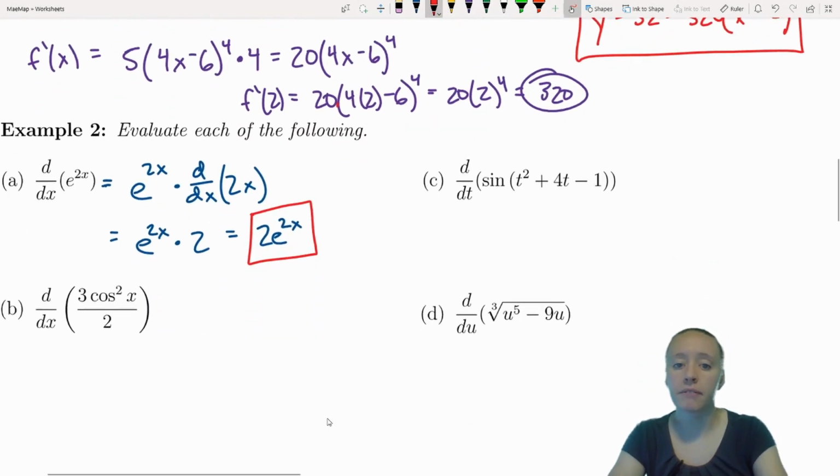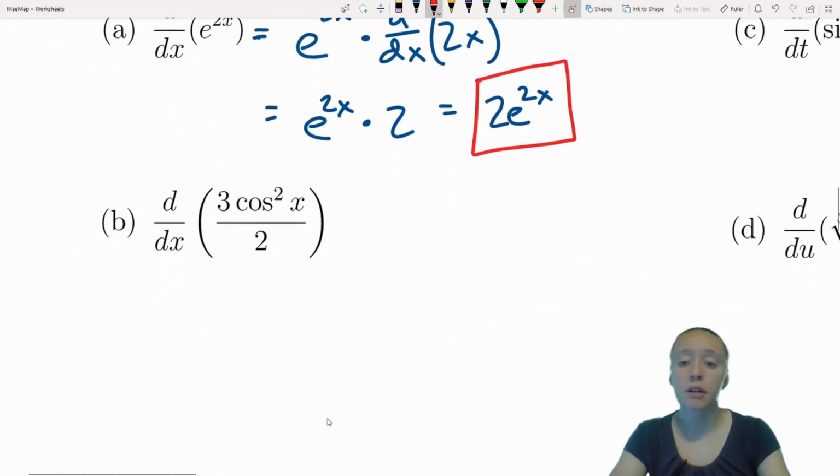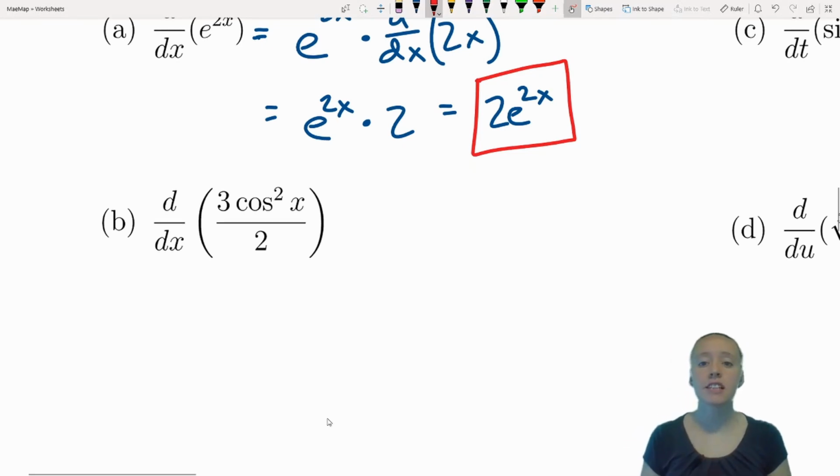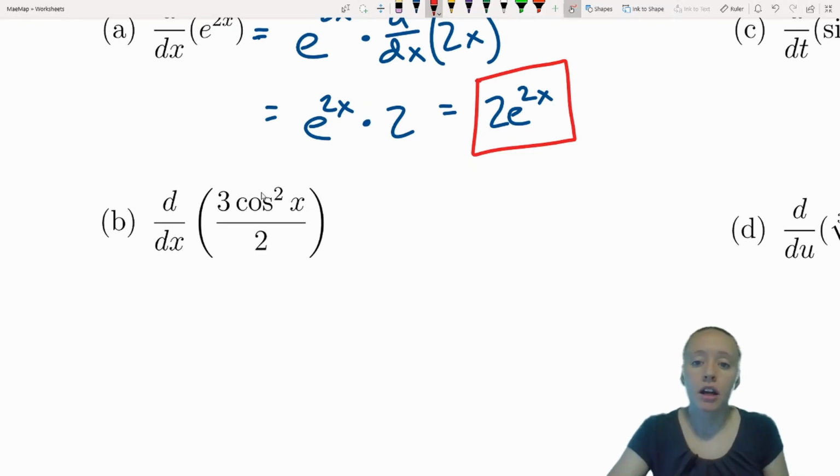Let's look at part B. If you notice, this is a similar derivative that we did an example worksheet or two ago, 3/2 cosine squared of x. I believe it was part H on our trig derivative example worksheet, when it was simplified down. Now remember, we didn't know how to do the chain rule then, so we had to find the derivative using the product rule, doing 3/2 cosine of x times cosine of x.